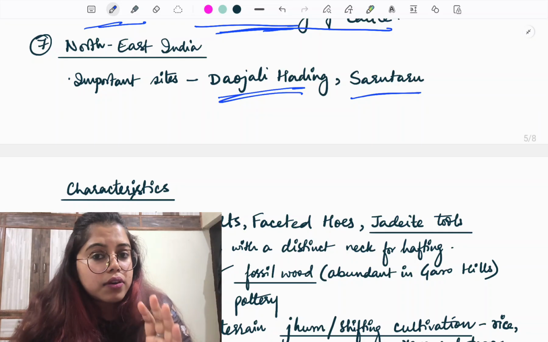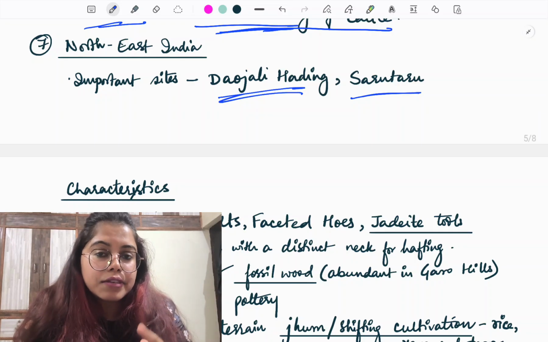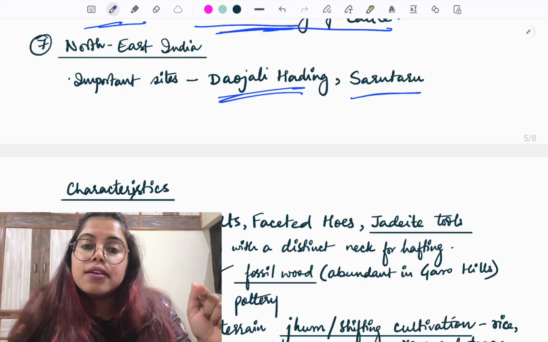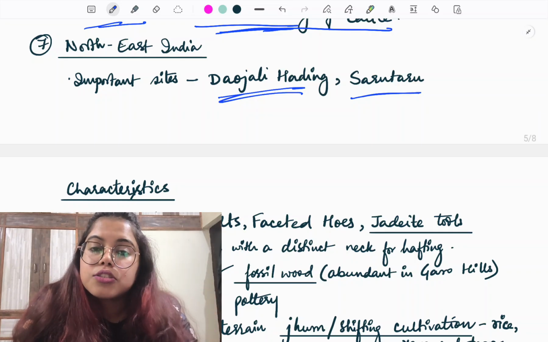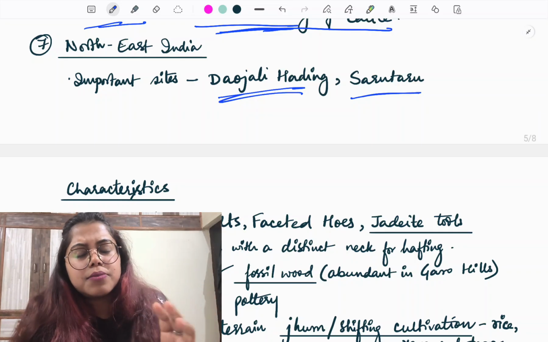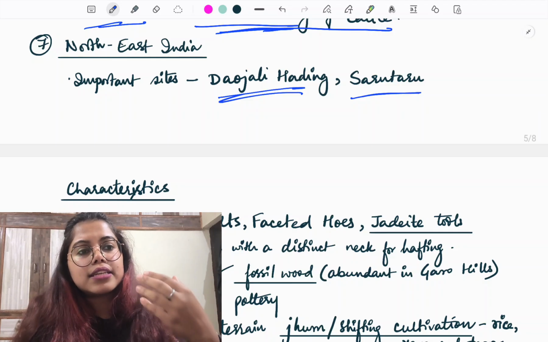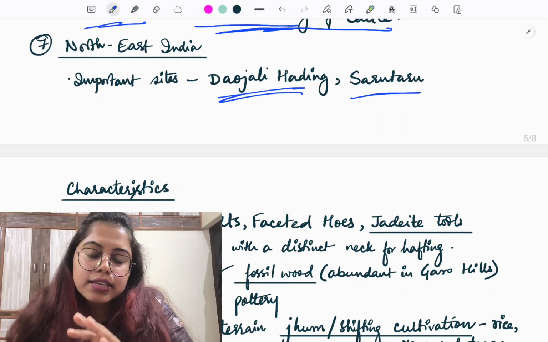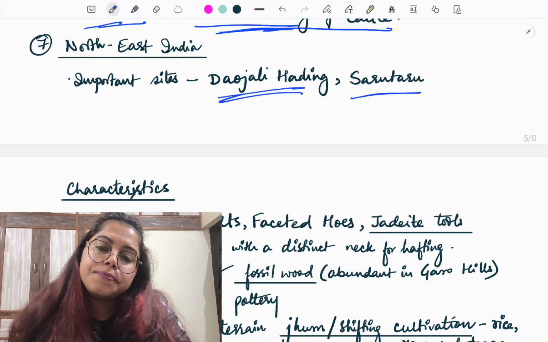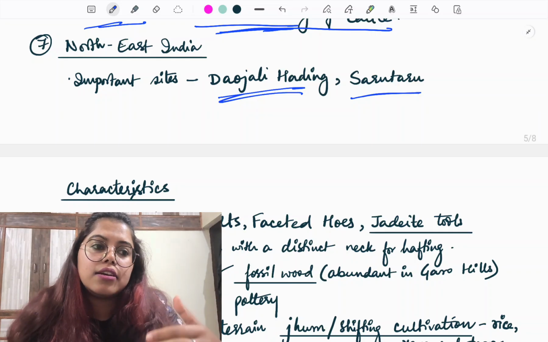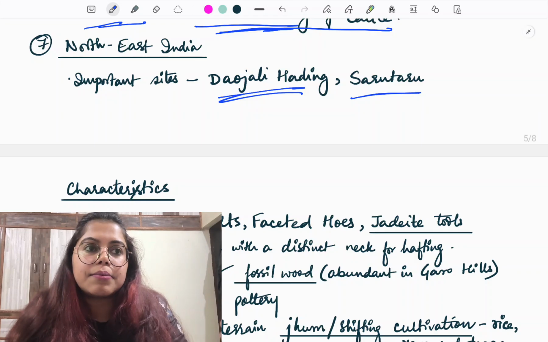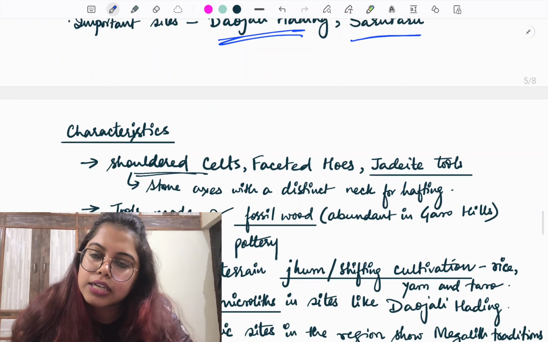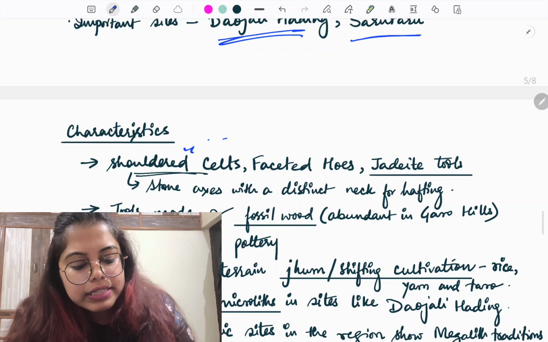That is not exactly found in the northeastern regions of India, but is found in Burma or Myanmar. So it is assumed, and it is also seen, that there is a lot of commonality between the Neolithic settlements in northeastern India and the areas in Myanmar, or some areas in the neighboring countries. So that is there. What are the characteristics here?